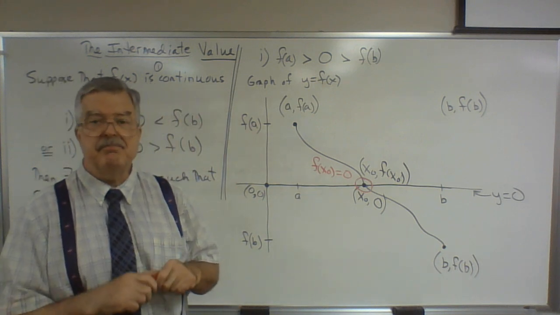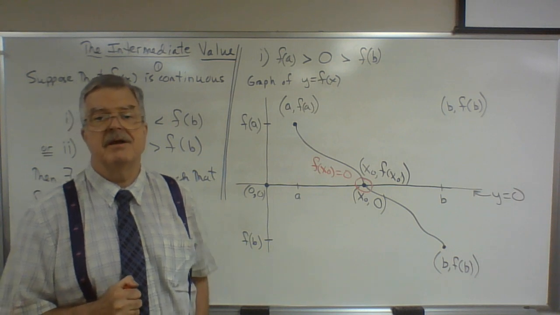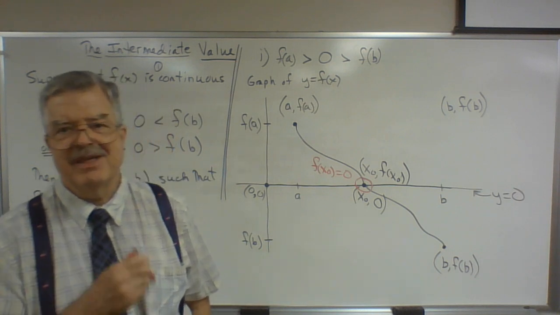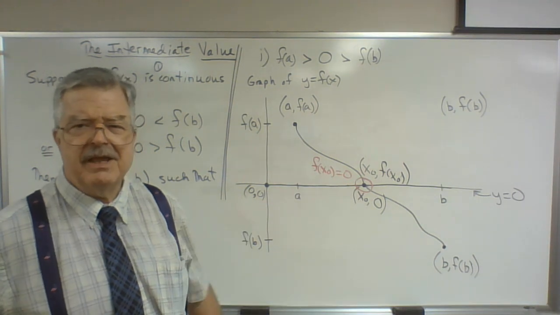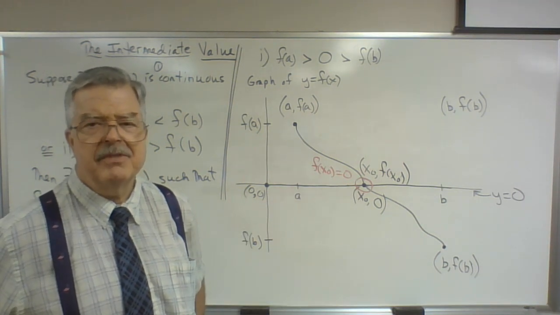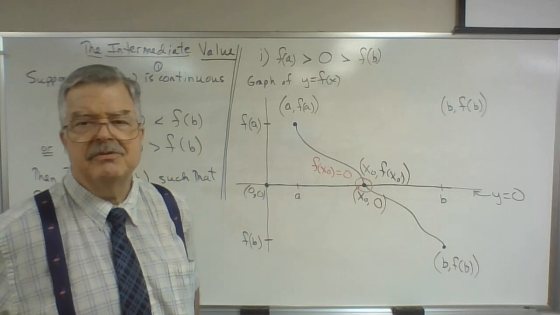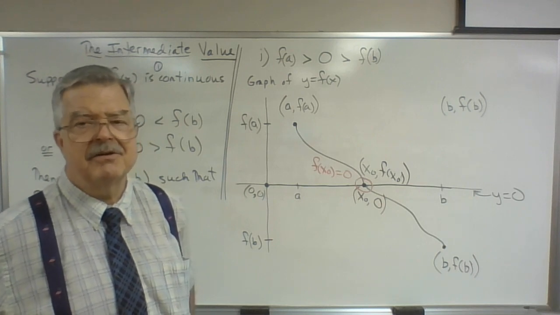Now that's the special case of the intermediate value theorem that we wanted to look at. And it's this special case of the intermediate value theorem that we're going to use in our bisection algorithm.